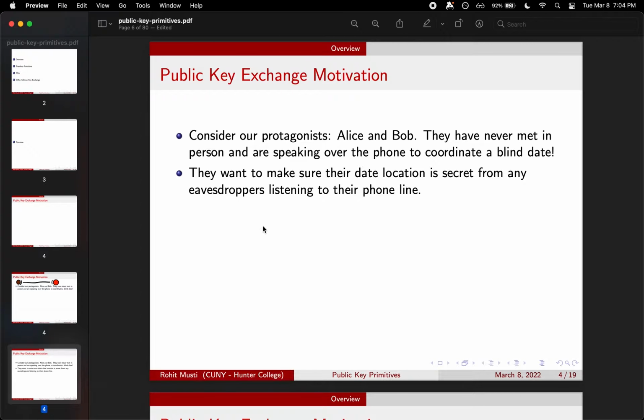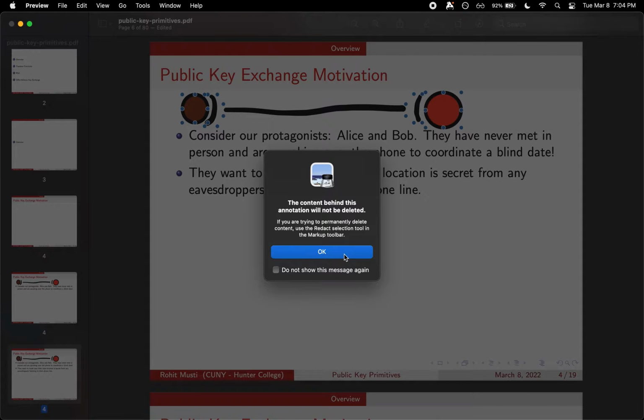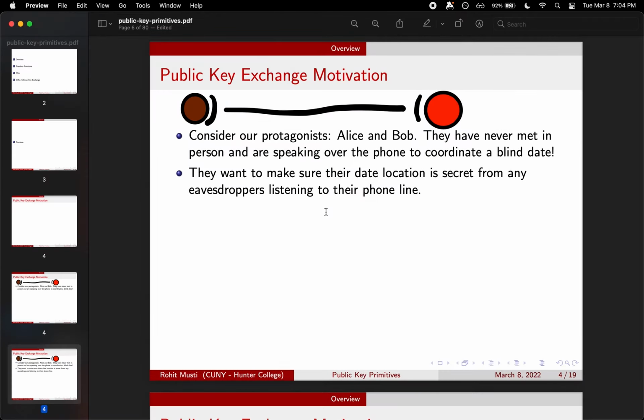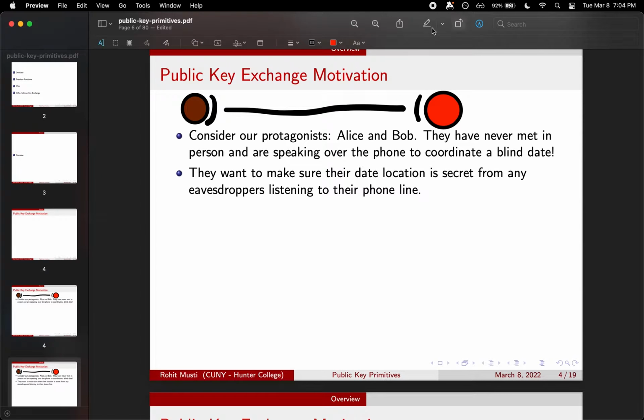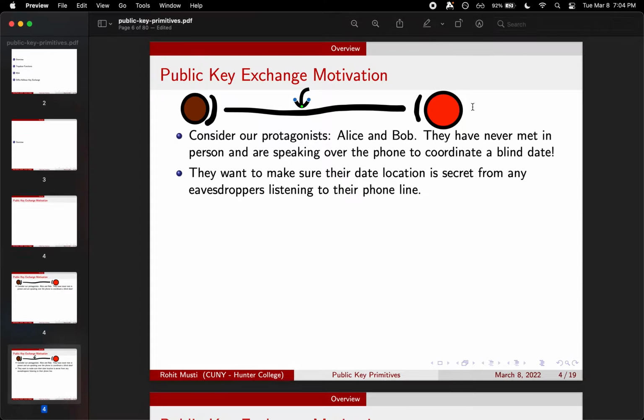And they want to make sure that their date location is secret from any eavesdroppers listening in on their phone line. So if we reconsider our example here, it's easy to see how an eavesdropper might attempt to listen in right here to that phone line. And so Alice and Bob, they need some kind of method of communicating that doesn't risk this kind of compromise.